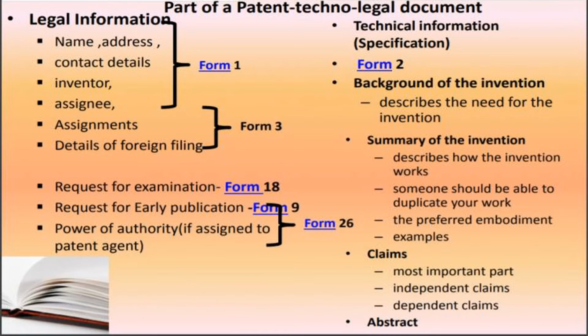What are the parts of a patent? Parts of a patent basically include form number 1, 2, 3, 18, 19, 26. These are the 6 forms of the patent. And in form number 1, there is name, address, contact details, inventor, the assignee, the details of the foreign filing. In form number 2, you give a background, description, summary, abstract, and claims. And these claims can be dependent or independent claims.